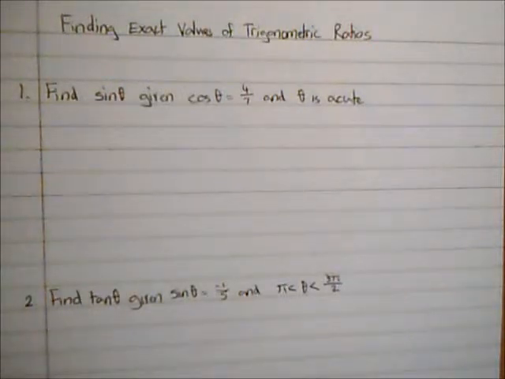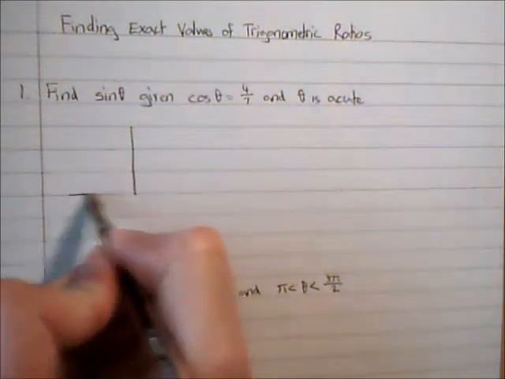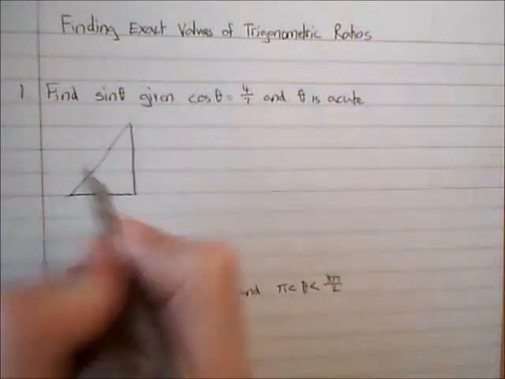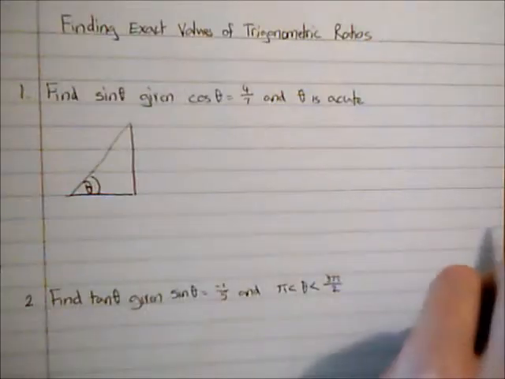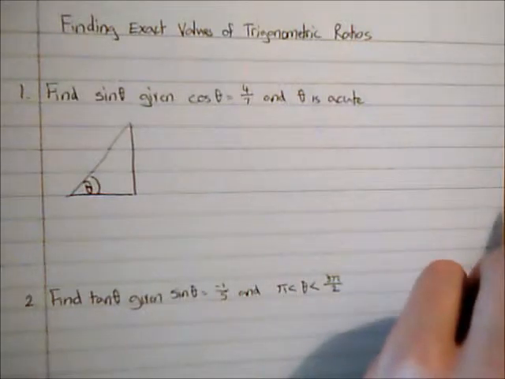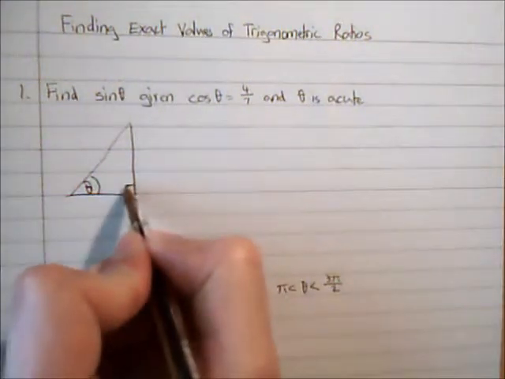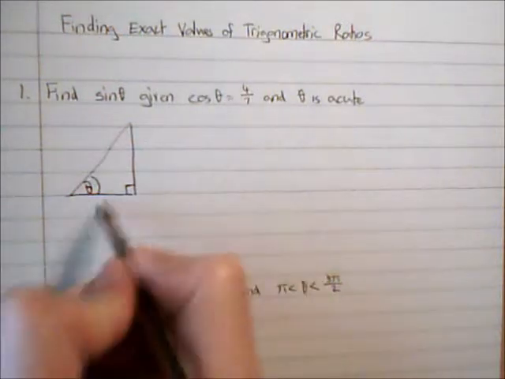So first of all, I'm going to draw a right angled triangle, and I'm going to let this angle be equal to theta. So if cosine theta is 4/7, then I know if I've got a right angled triangle that cosine theta is equal to adjacent over hypotenuse.